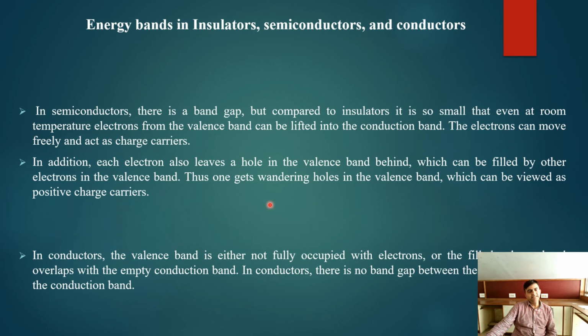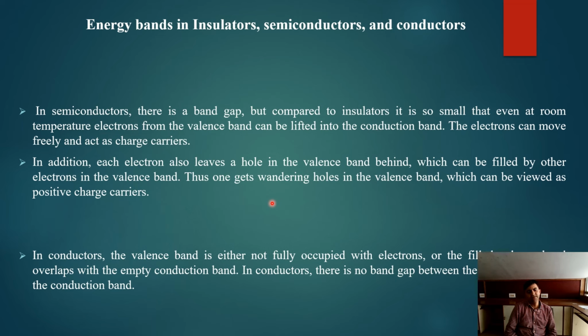Further, in a semiconductor there is a band gap, but compared to the insulator it is so small that even at room temperature, electrons from the valence band can be lifted into the conduction band. These electrons can move freely and act as charge carriers. These electrons leave holes behind in the valence band, which can be filled by other electrons in the valence band. So one gets moving holes in the valence band, which can be viewed as positive charge carriers. In conductors, the valence band overlaps with the empty conduction band. In conductors, there is no band gap.